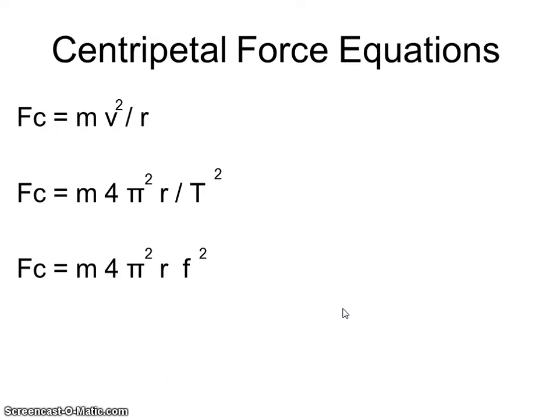So we have these three equations, and again, they look a little daunting. So what is an easy way to work with them? Well, all the equations have mass in them. All of them have radius in them. But this one has velocity in it. So if they give you a velocity or they ask you to calculate the velocity, you'll use this equation.